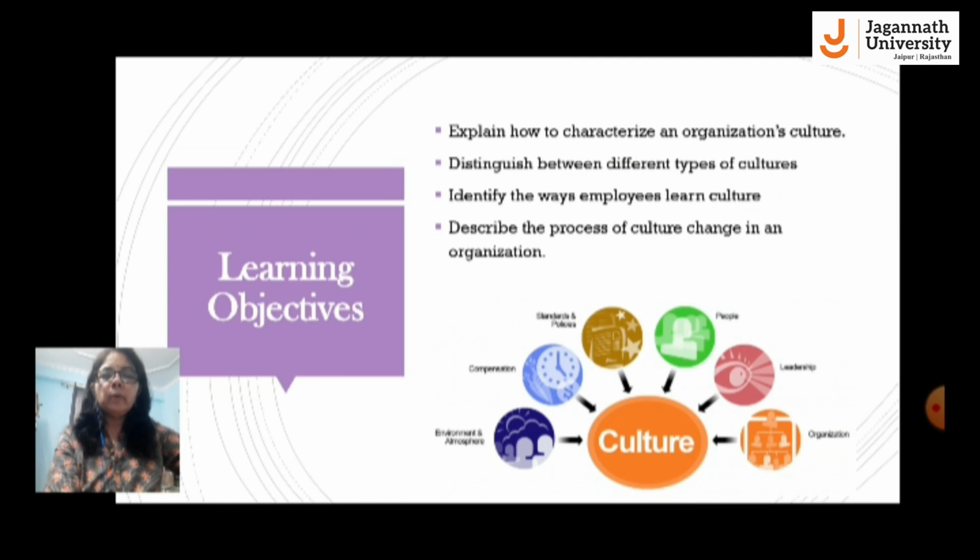Today we will be discussing organization culture, and before that, let us discuss the learning objectives for this session. Explain how to characterize an organization's culture, distinguish between different types of cultures, identify the ways employees learn culture, and describe the process of cultural change in an organization. As you can see in the picture, organization culture comprises leadership, people, standards and policies, compensation and environment, etc. We will be discussing all these things at length.